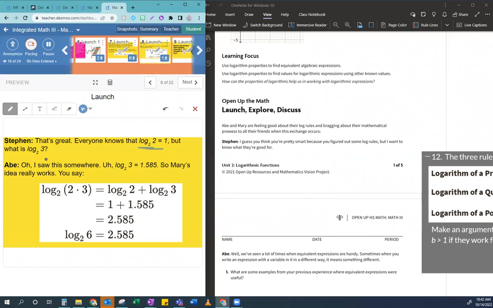But what's log base 2 of 3? Oh, I saw this somewhere. Log base 2 of 3 is 1.585. So Mary's idea really does work. And if you don't know what log base 2 of 3 is, I don't expect you to know this. This is something that my calculator would tell me.